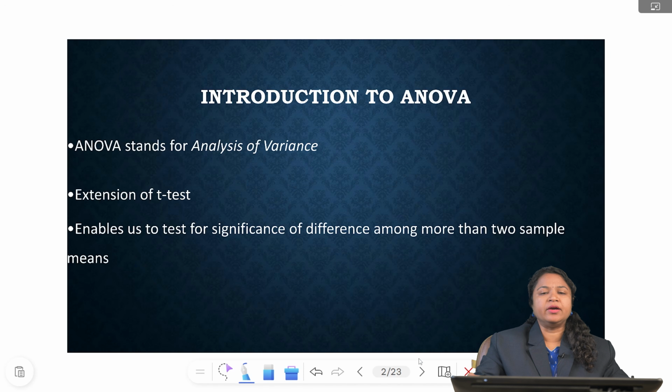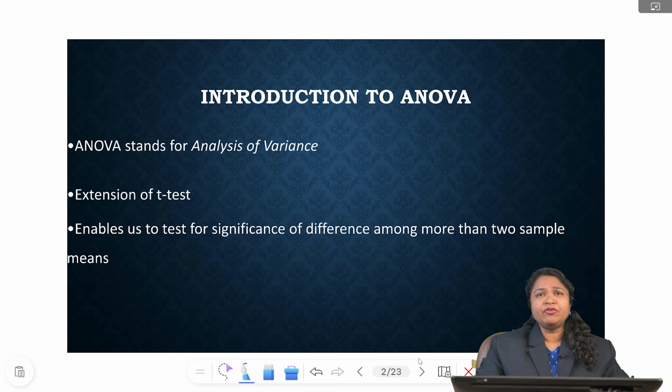So today's topic is about ANOVA. Let us see what is ANOVA. ANOVA stands for Analysis of Variance. It is nothing but an extension of the t-test. If you have two sample means, you can perform the t-test, and performing the t-test with ANOVA also gives the same results. But when you have more than 2 samples, we need to go for ANOVA.